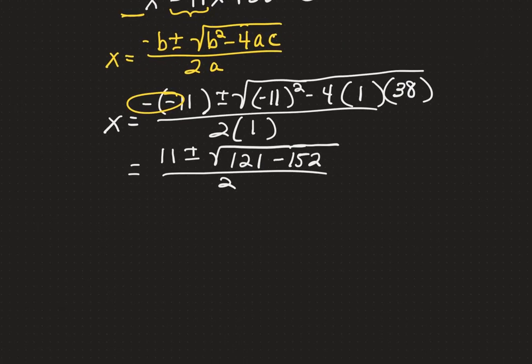So if we combine our terms under the radical, we will have 11 plus or minus the square root of negative 31 over 2. And there is our problem with this example and how it differs from what we've been doing before. We now have a negative under an even root. This time it's a square root. So before we go on, we have to talk about how to deal with a negative under an even root.